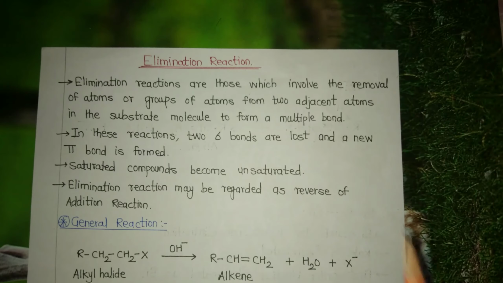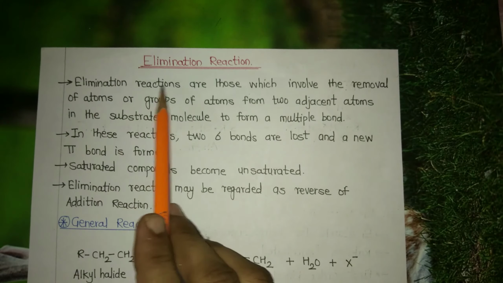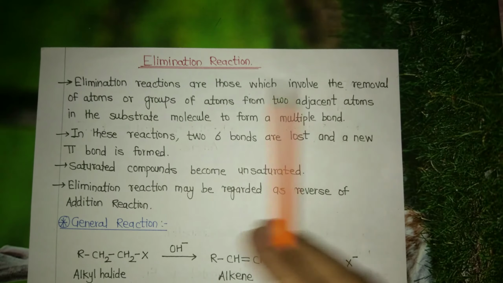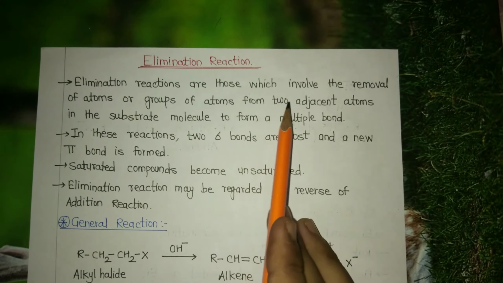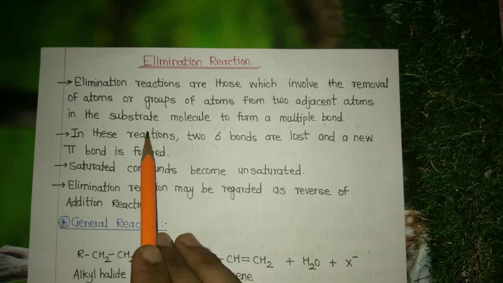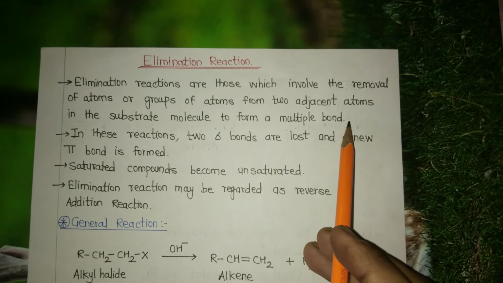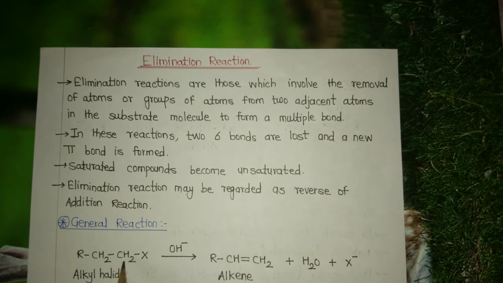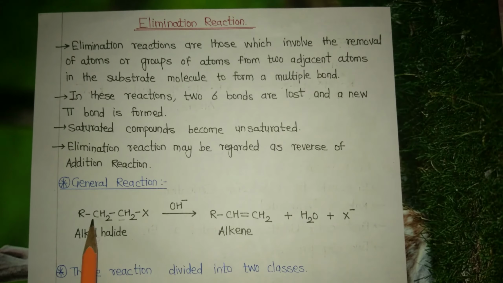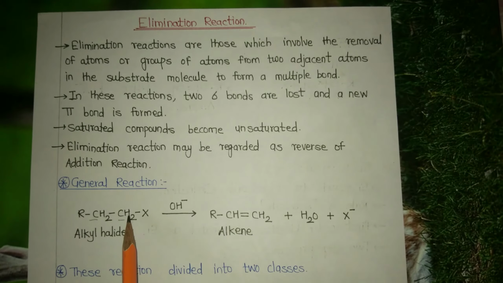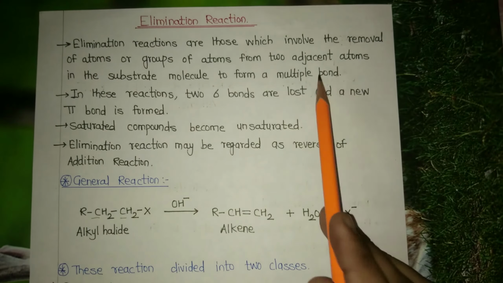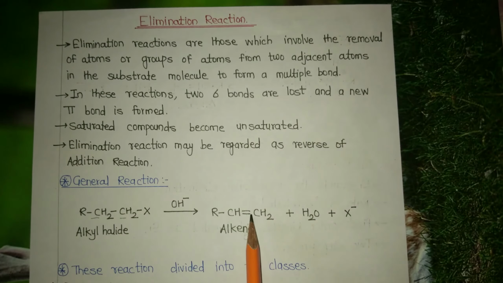So let's begin with elimination reactions. Elimination reactions are those which involve the removal of an atom or a group of atoms from two adjacent atoms in the substrate molecule to form a multiple bond. This is two adjacent carbon atoms: first is that, and second is this. From these adjacent carbon atoms of the substrate molecule, the halogen and the hydrogen are removed and a multiple bond is formed, that is, a double bond will be formed.